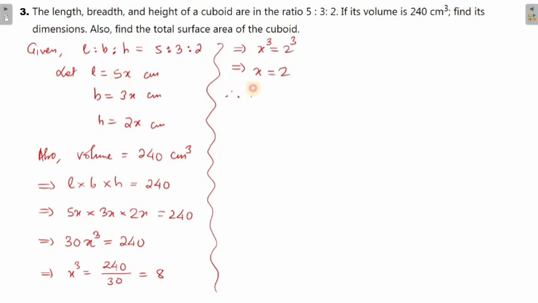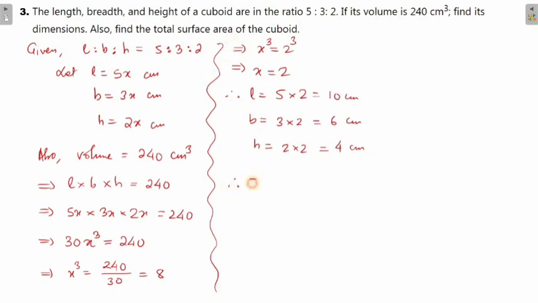Therefore L is 5x, which is 5 into 2, that is 10 centimeter. Breadth is 3x, that is 3 into 2, which is 6, and your height is going to be 2 into 2, which is 4 centimeter. So I got the value of length, breadth and height of the cuboid. Now the question is asking you to find the total surface area.